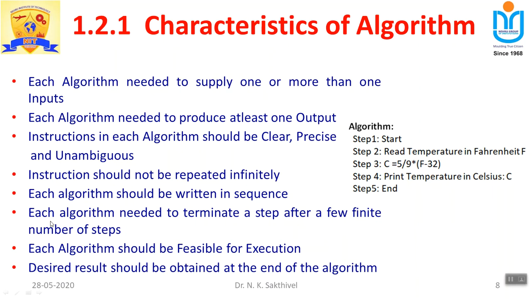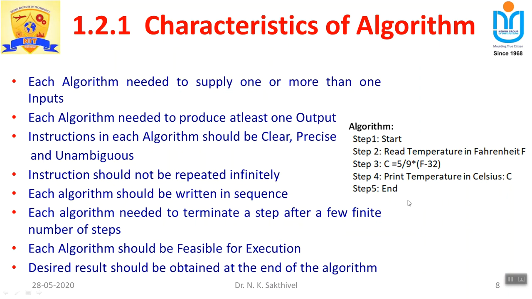Next characteristic: each algorithm needs to terminate after a finite number of steps. So there should be a termination. That is a very important one, because after printing a result, the algorithm should stop so that the program will stop. Next, each algorithm should be feasible for execution.